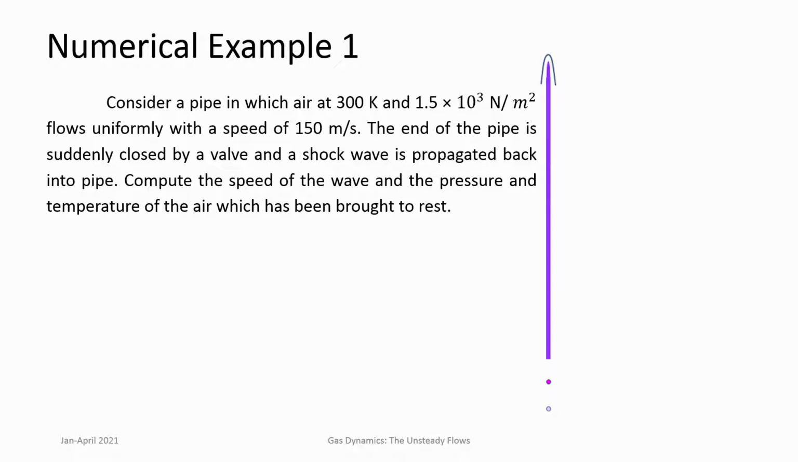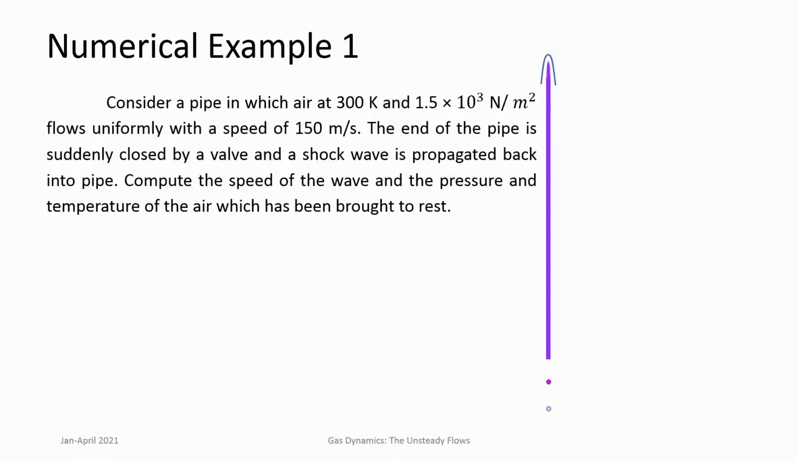So consider this example, numerical example 1. Consider a pipe in which air at 300 Kelvin and 1.5 into 10 power 3 Newton per meter square, Pascal, flows uniformly with a speed of 150 meter per second. The end of the pipe is suddenly closed by a valve and a shock wave is propagated back into the pipe. Compute the speed of the wave and the pressure and temperature of the air which has been brought to rest.